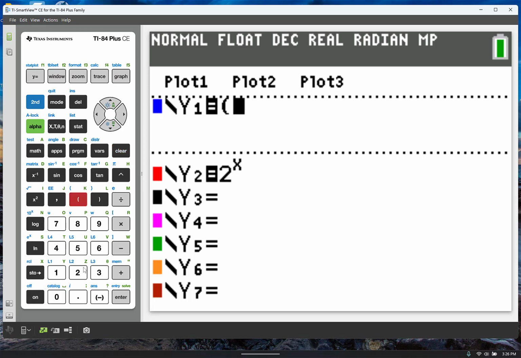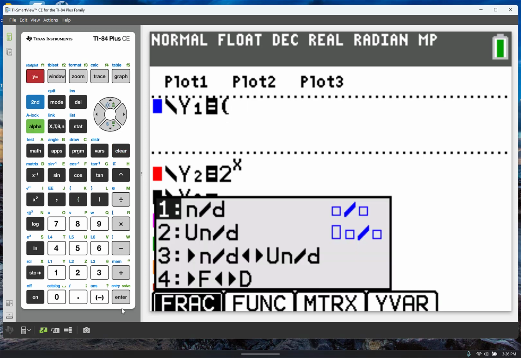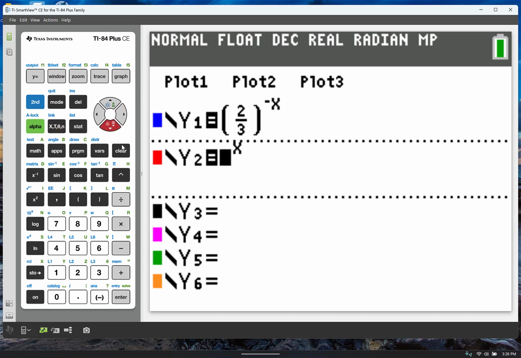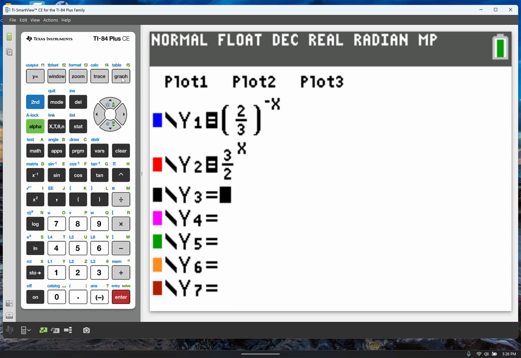So let's do that 2/3 one, so we can see. Alpha fraction, enter 2/3. And I'm going to raise it to the power negative x, because that's what we have. And this one here, I'm going to change to 3/2. Check it out, second table.